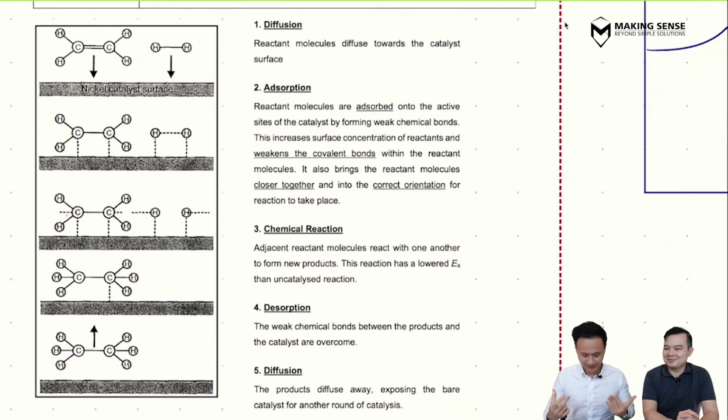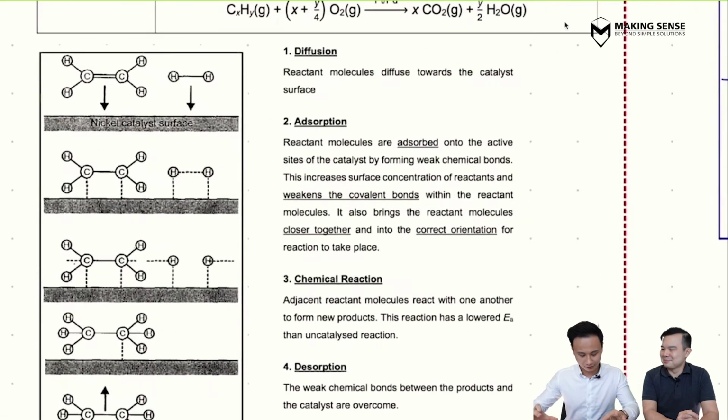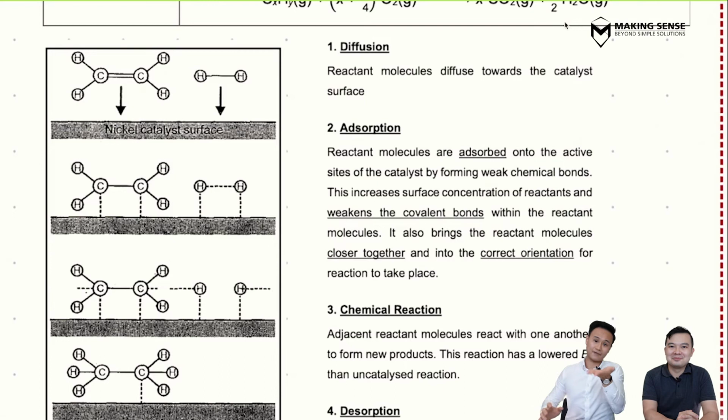Oh, it's quite a mouthful. Now, how we're going to start off is like that. Imagine I have a bed of catalyst and your reagents will diffuse onto it. Now, when it diffuses onto it, Mr. Leong, does it form bonds or does it break bonds? Definitely form, right? They have to hold on to the catalyst.